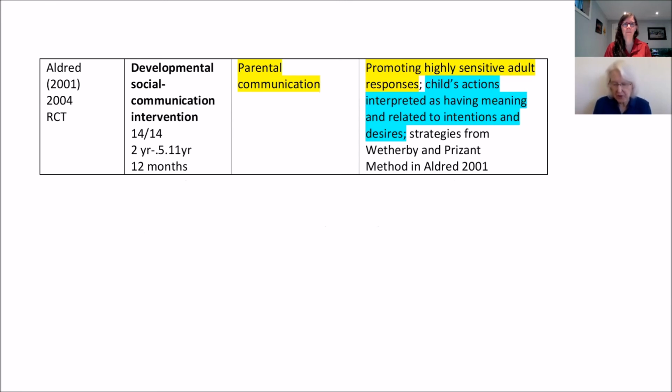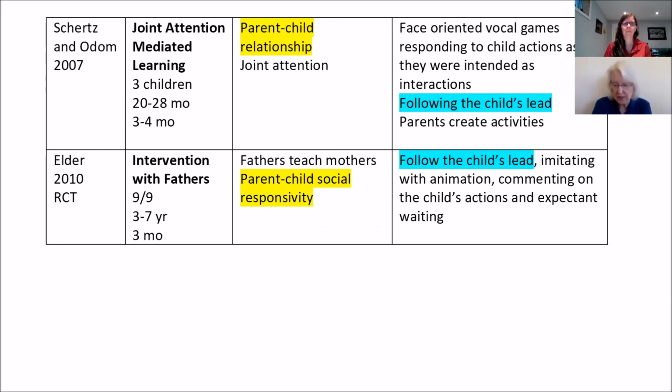And Catherine Aldred, which looked at a program called Child Talk. Again, the focus was on parent-child communication and promoting a highly sensitive adult response. Hannah Skirts and Sam Odom in 2007 described a program they called Joint Mediated Learning. Again, the focus was on parent-child relationship and joint attention.